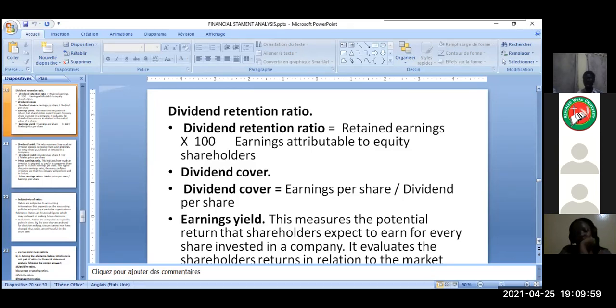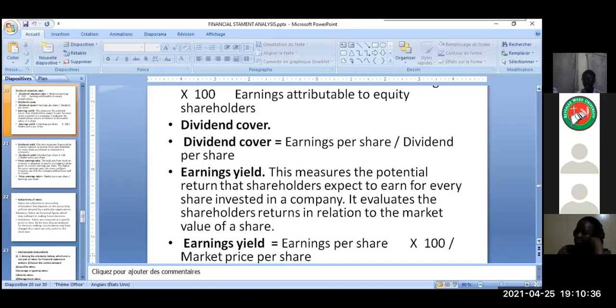Okay, so earnings yield also is another element. This measures the potential return that shareholders expect to earn for every share invested in a company. So since shareholders expect some return on equity on their shares, this also needs to be analyzed. It evaluates the shareholders' returns in relation to the market value of a share.